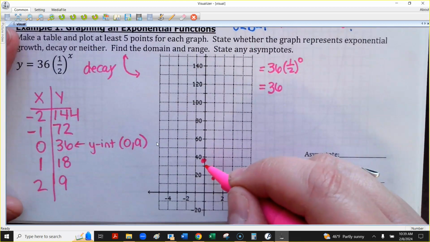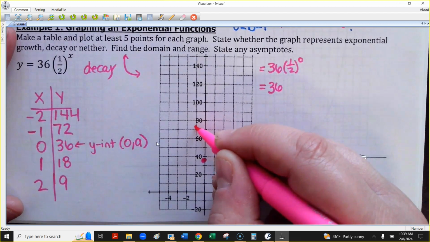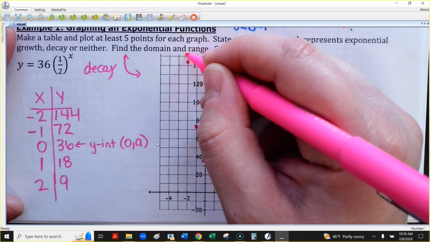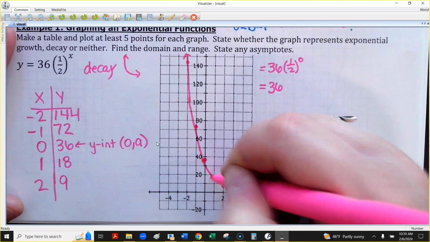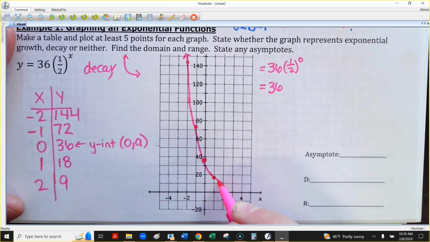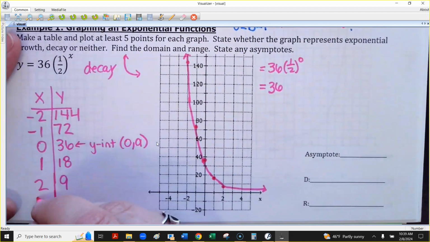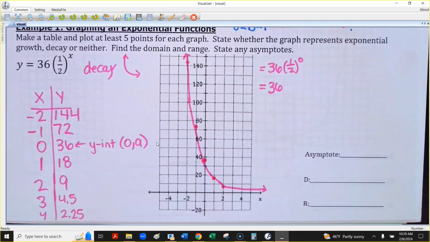And just kind of estimate where these would be. So -1, 72, just a little above the 70. -2, we're at 144, so up here. And then just make that curve. It's like a backwards J shape. But again, you're going to get really close to the x-axis, but you're not going to touch it. You're not going to go over it. So it should just be like that. If I kept my table going, if I kept cutting this in half, this would be 4.5. And then if I kept going, it would be 2.25. They would just keep getting smaller, but they would never actually become 0.